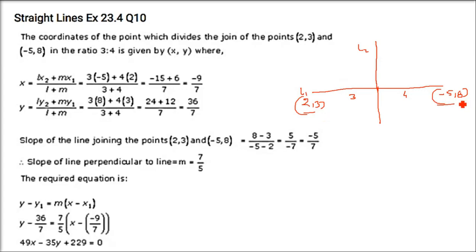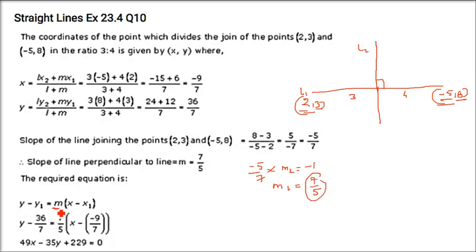So here this slope will be 8 minus 3 by minus 5 minus 2, that is y2 minus y1 by x2 minus x1. So you get minus 5 by 7. And what is the slope m2? Let us take m1 m2 equals minus 1 because these are perpendicular. So m2 equals 7 by 5. The minus gets cancelled, and you take 7 in the numerator and 5 in the denominator. So finally you get the slope of the perpendicular line as 7 by 5.